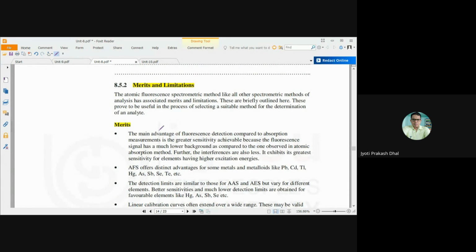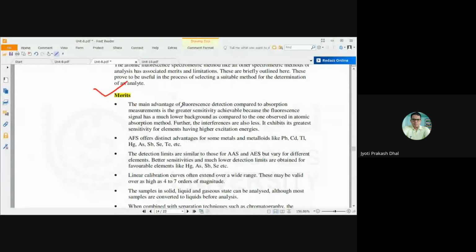Then we will discuss the merits and limitations of AFS, atomic fluorescence spectroscopy methods. The merits are the main advantages of fluorescence detection compared to absorption. Absorption measurement generally has lower sensitivity, because the fluorescent signal has much lower background as compared to that of the absorption spectra. Further, the interferences are also less in the case of fluorescence spectra.